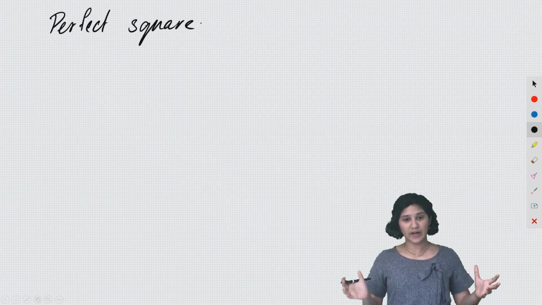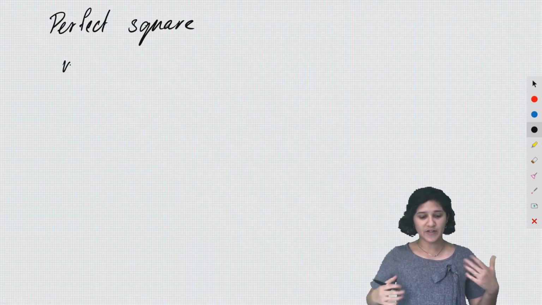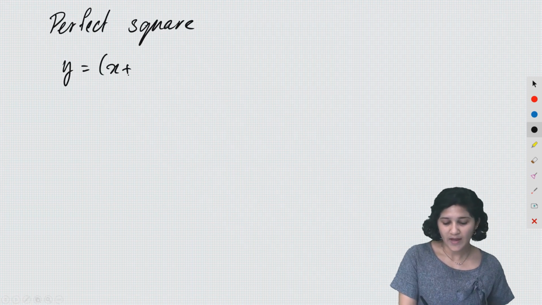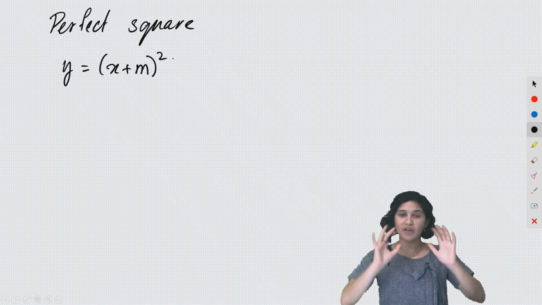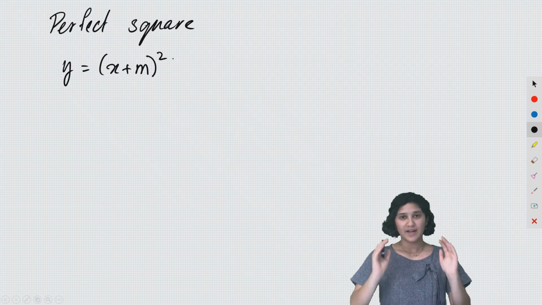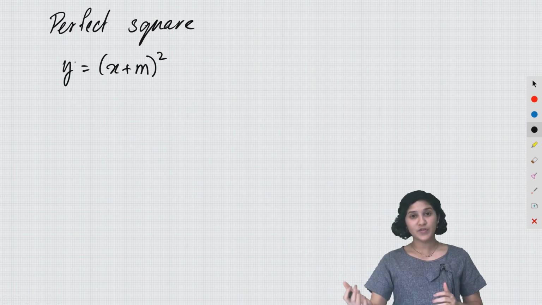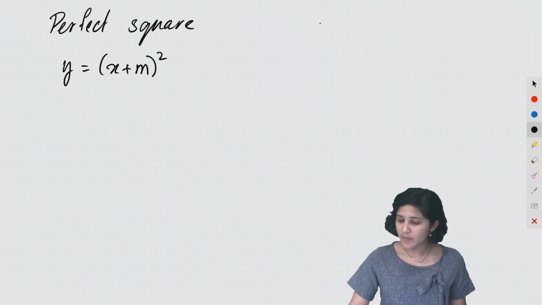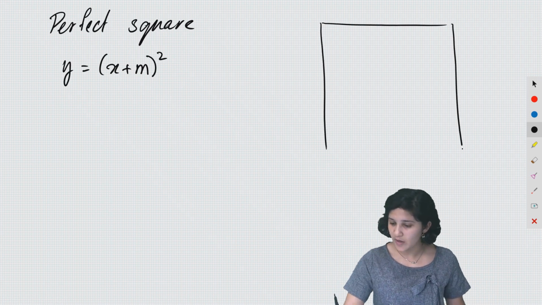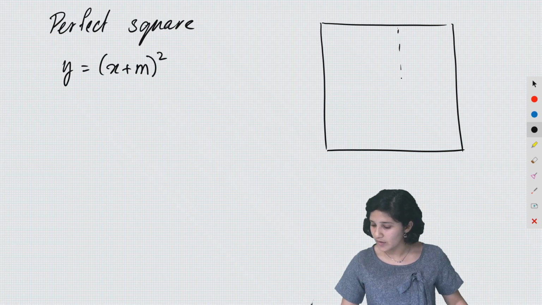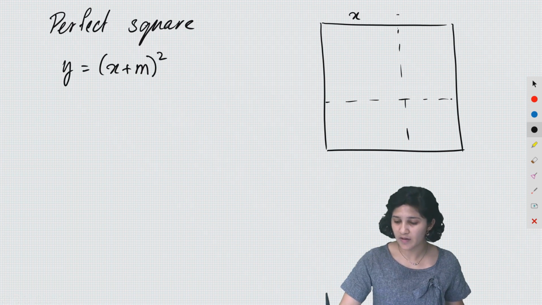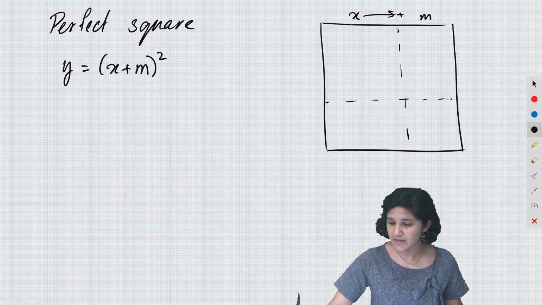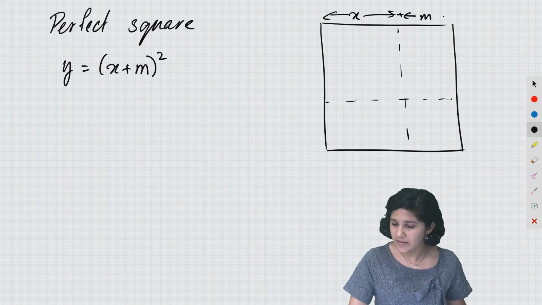So perfect square quadratics are quadratics that factorize down to the form x plus m squared. So rather than having two separate brackets multiplying each other, they are a single bracket squared. Okay? So a nice way to visualize how this will come out is actually with a square. And so each side of this square has length x plus m. So this part is x and this part is m.